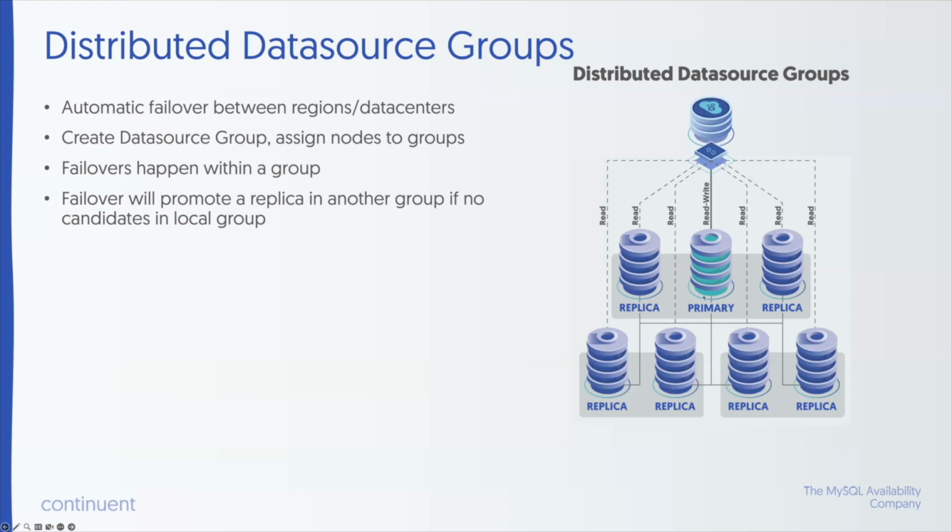With the distributed data source group, what you're actually saying is only failover within the group. So in this case, if the primary fails in group 1, only either of the 2 replicas in group 1 would be that candidate to be the new primary. The other 2 groups would remain replicas and would never be promoted, with the exception that if all of the nodes in group 1 were to fail, so the primary and the 2 replicas were no longer available, only then would we promote one of the replicas in the other group to be a primary.